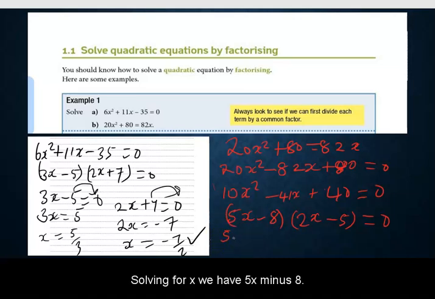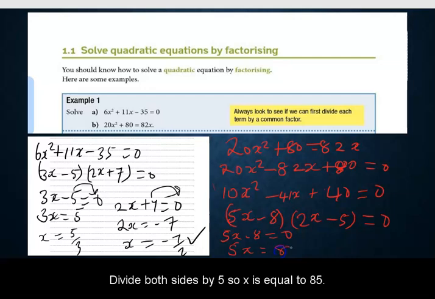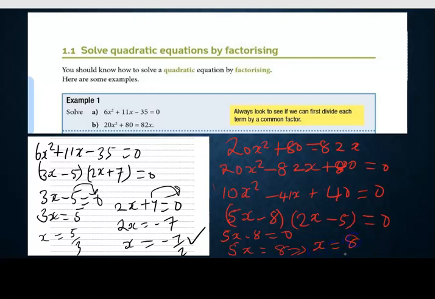Solving for x, we have 5x minus 8. This is equal to 0. This implies that 5x is equal to 8. Divide both sides by 5. So x is equal to 8 over 5.